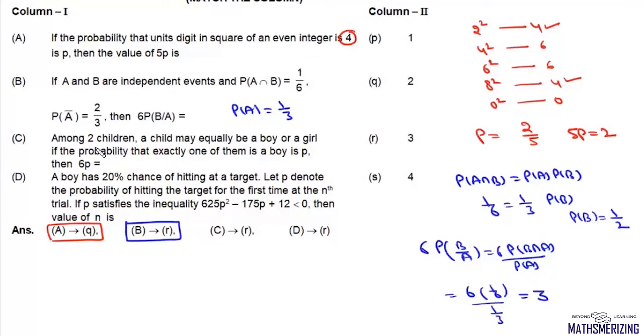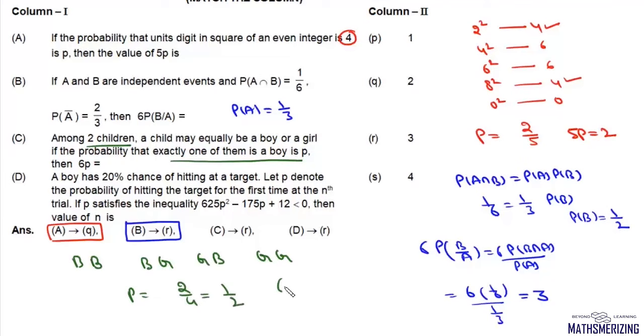Now this third one is, among two children, a child may equally be a boy or a girl. If we have a two-children family, it could be either boy boy, boy girl, girl boy and girl girl. What is the probability that exactly one of them is a boy? So the probability that exactly one of them is a boy is simply 2 by 4, which is 1 by 2. Then the value of 6p is simply 3. That means C again matches with R.